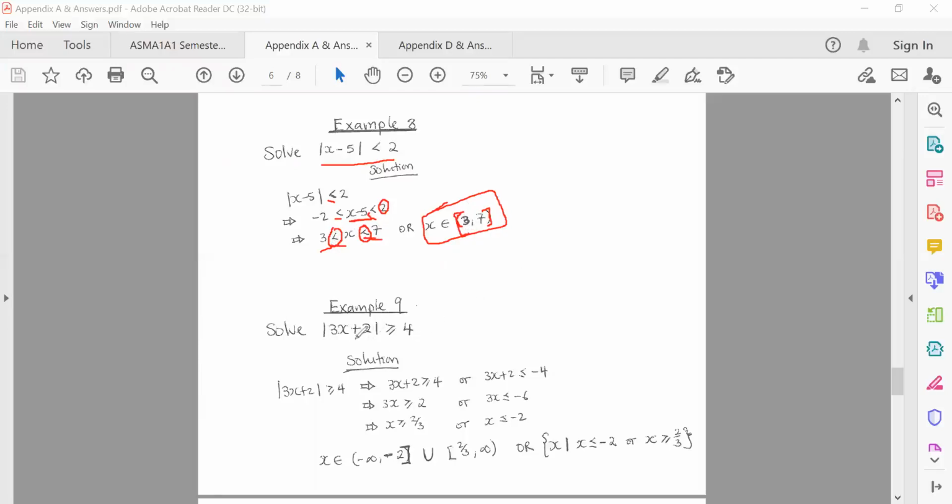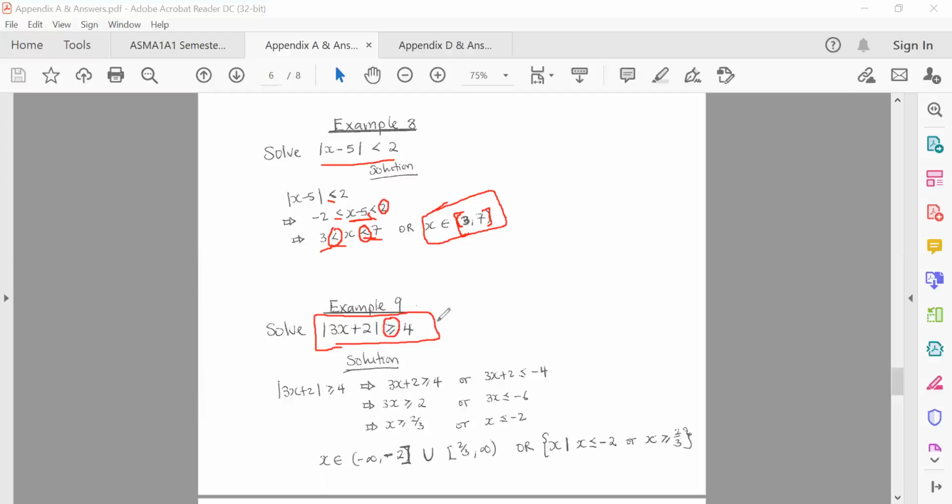All right. And the last one is where most of you get confused. I don't know why, but in my many years of lecturing, when you have to solve for greater than or equal to, most of you do make a mistake. Let's see how you're supposed to solve this.